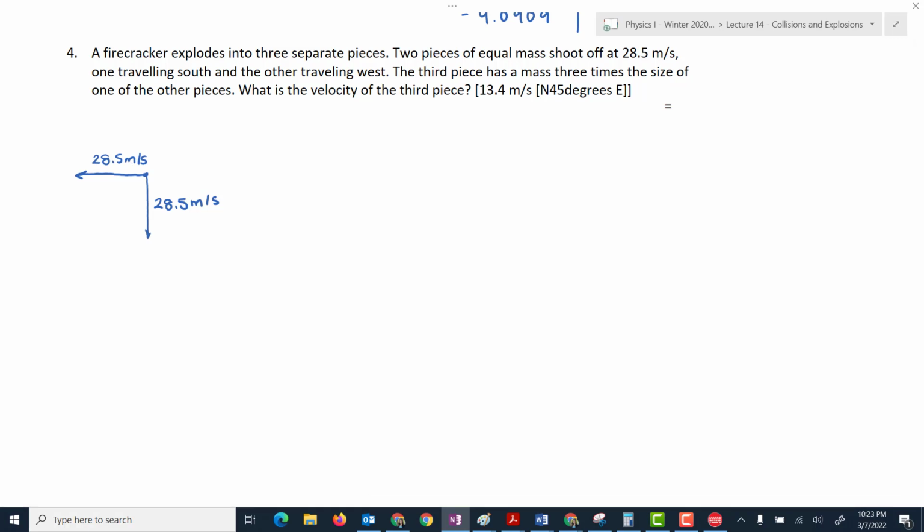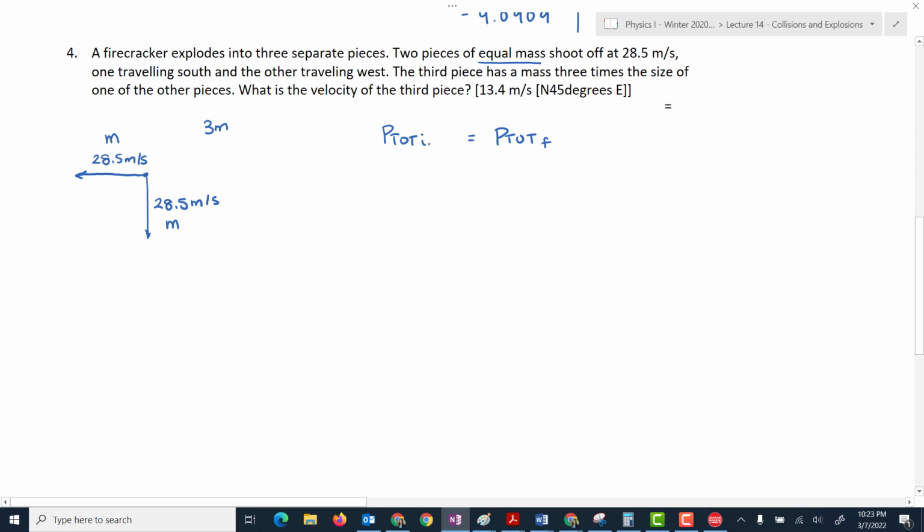Okay, so the mass of the first 2, they don't tell us what they are, but they do say that they're equal. So let's just say that their mass is just m for mass. And the third piece then has a mass of 3m. Okay, because momentum has to be conserved, the total momentum initially is equal to the total momentum after, or final. And initially meaning before the explosion, before the firecracker explodes.